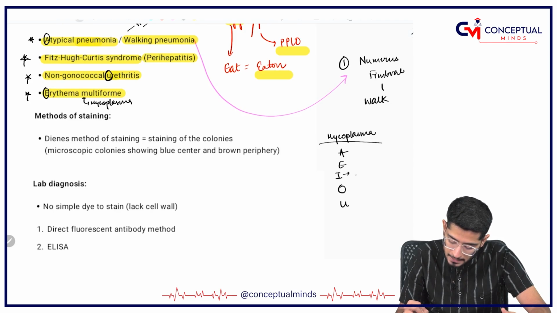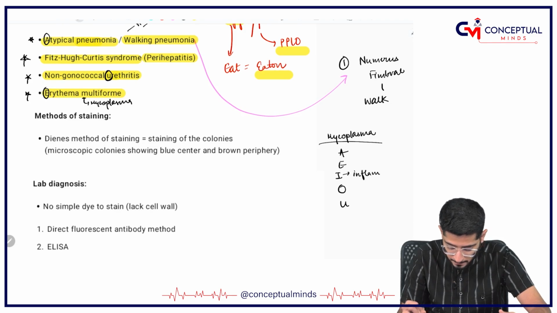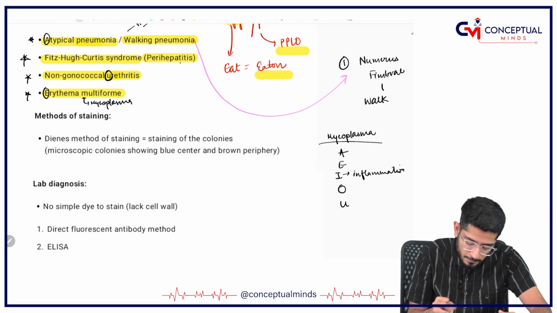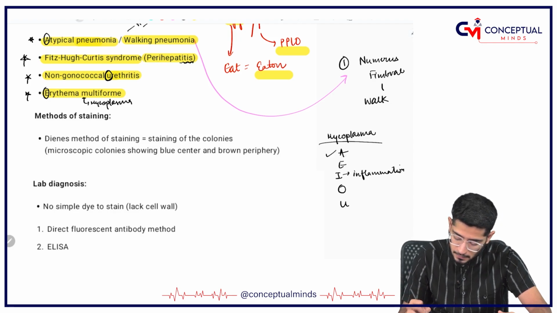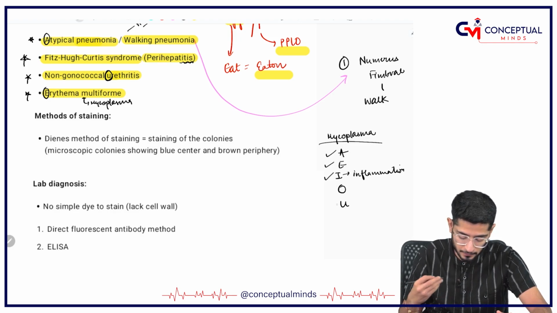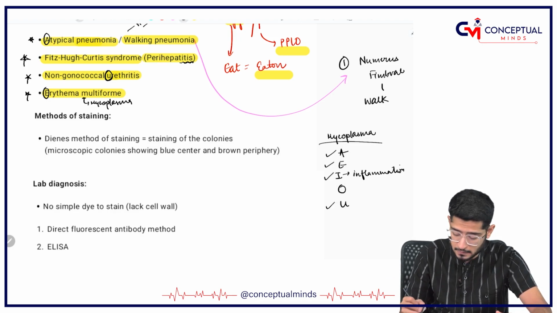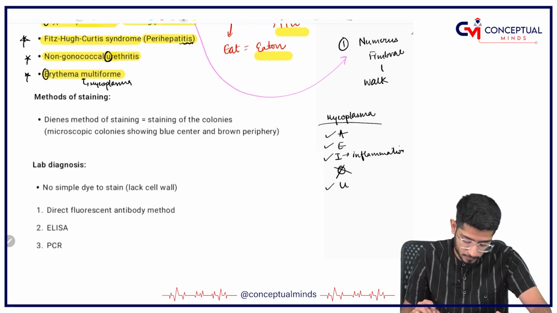Okay, so I is inflammation, perihepatic inflammation, that is going to be perihepatitis, right? So A for atypical, E for erythema multiforme, I for inflammation, U for urethritis, O has nothing to do with it, right.